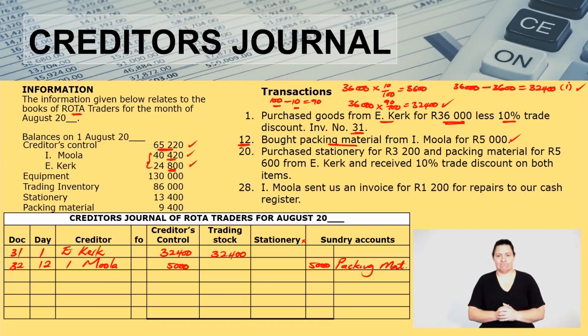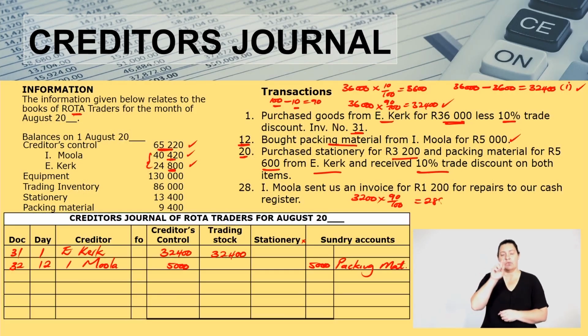Okay, let's quickly go on to the next one. On the 20th, we purchased stationery for 3,200 and packing materials for 5,600. And then we bought this from E. Kirk and we received a 10% trade discount on both items. All right, so let's calculate the trade discount on separate items. The first one is stationery, 3,200. So we're just going to do the quickest method, 3,200. I want you to punch that in your calculator. 3,200 multiplied by 90%. You get 2,880.